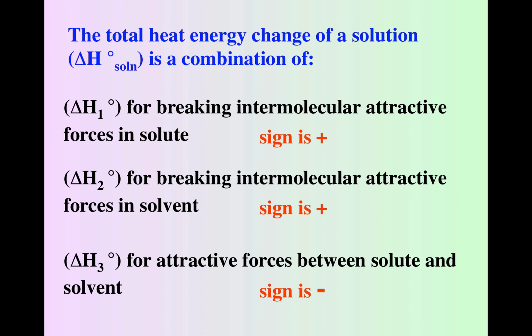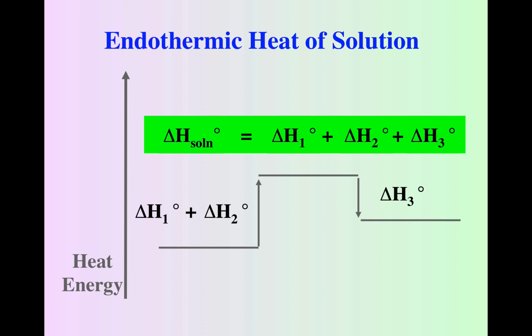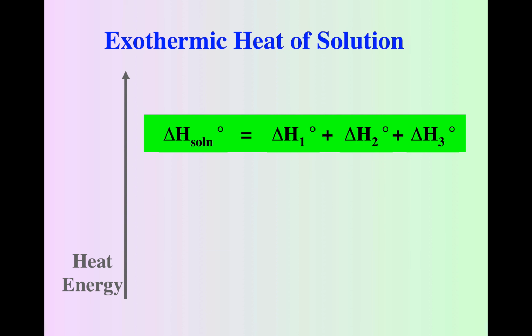So delta H1 plus delta H2 plus delta H3 should give me the delta H of solution. How much heat is required or released in the solution process? An endothermic heat of solution means you're putting in more energy to expand the solute and the solvent than you're getting out when the solute surrounds the solvent. So it's Hess's law, right? You can go in steps.